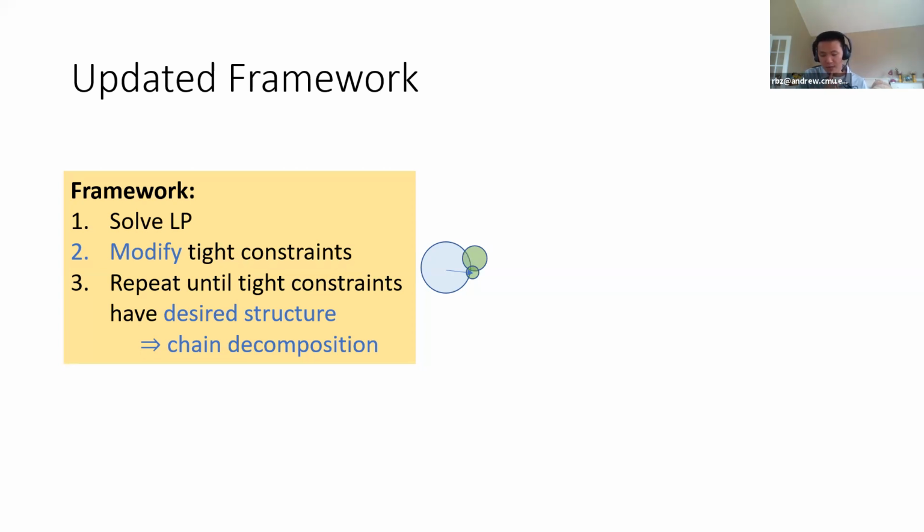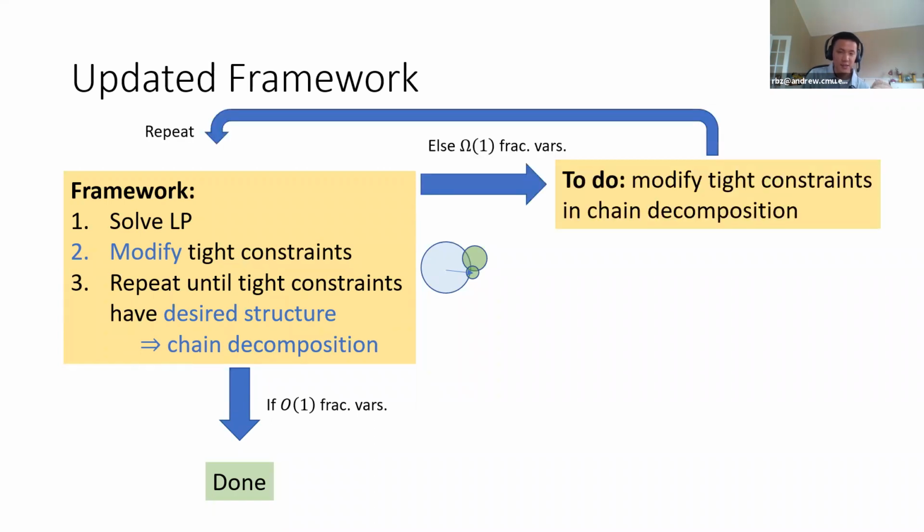Recall our goal: we want to get a constant number of fractional variables. If, magically, after we solve our LP and have a chain decomposition, we happen to have a constant number of fractional variables, then we're done. We have improved cost over KLS due to our quarter radii at each step over half radii, and we have a constant number of fractional variables, so we're done. It remains to consider the case where we have a lot of fractional variables left. Now, what are we going to do? The remaining work is to modify the tight constraints using the chain decomposition. We want to use the structural properties of the chain decomposition to say we can do this whenever we have a lot of fractional variables.